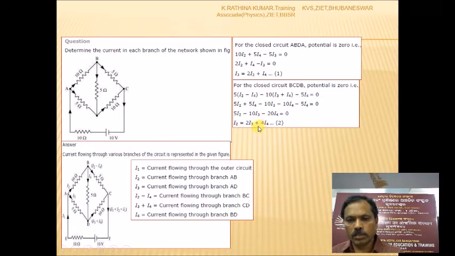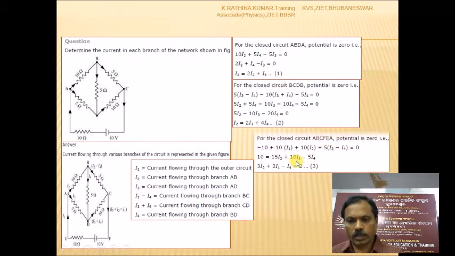We have taken this by dividing by 5. So let us take this as equation 2, along with equation 1. Then for the third closed circuit, A, B, C, F, E, A, this one.